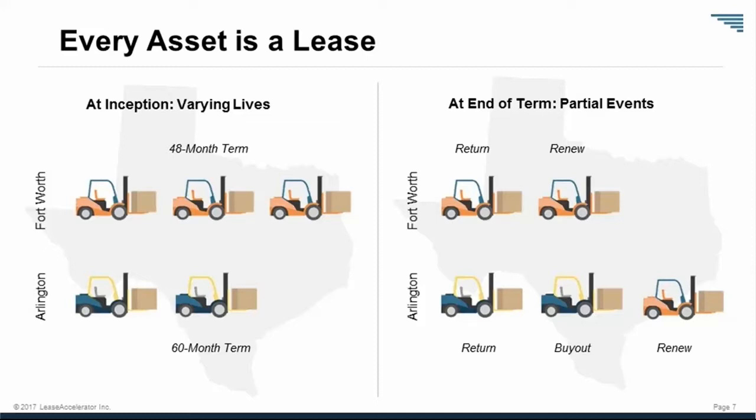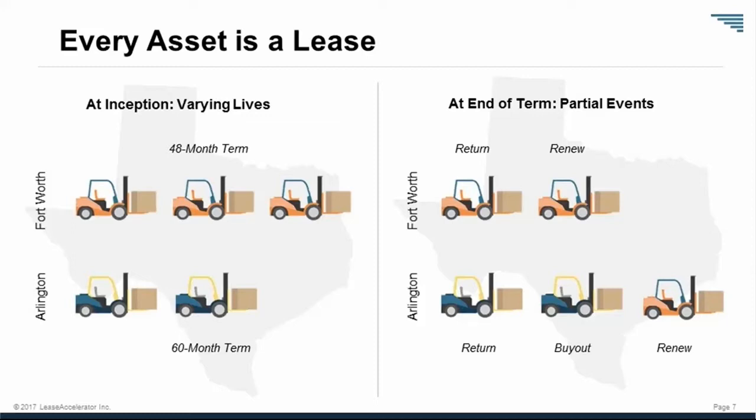This is not an uncommon scenario with assets. They move around all the time. Equipment, that is, certainly not buildings or land, but certainly equipment. Another view in terms of the end of term is partial events, which are also very common.